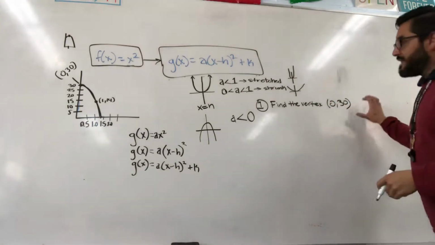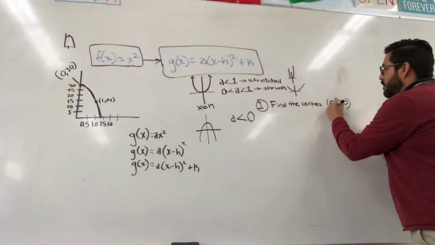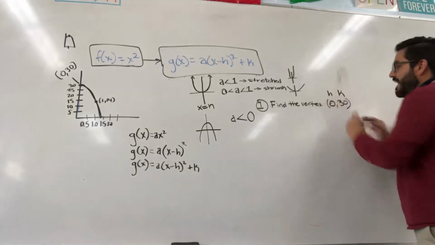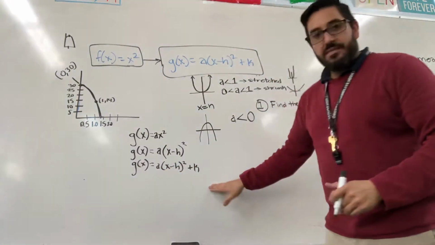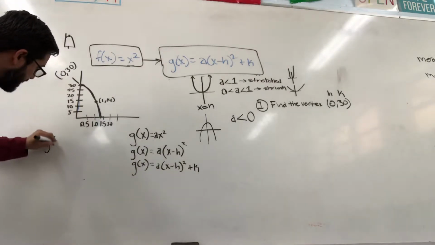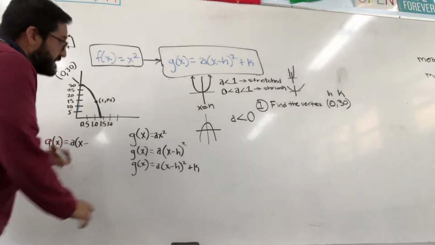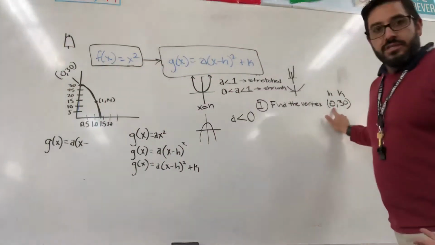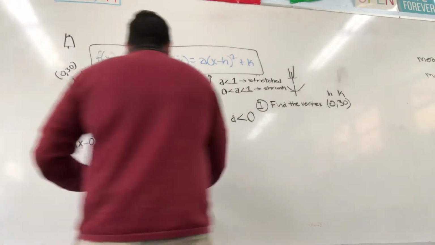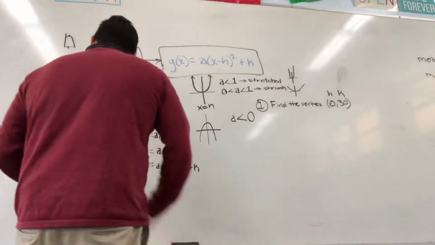Now, what does this have to do with these new letters? Like, what are you talking about, Mr. P? Well, when we find the vertex, this is going to be our H value, and this is going to be our K value, okay? So we can just plug those in right here. I'm going to do it over here because I have a little bit more room. So, y equals A times x minus our H, which is 0, squared, plus our K, which is 30. Okay, and that's our function.